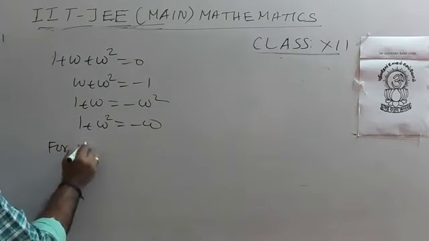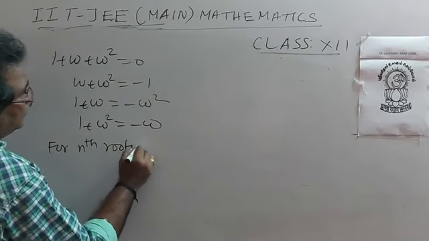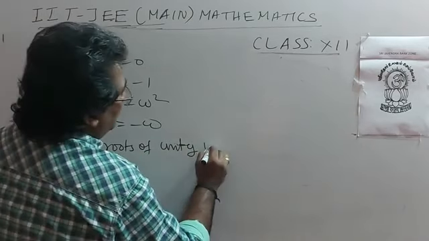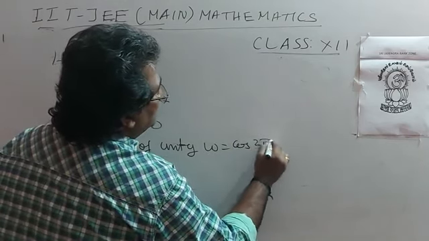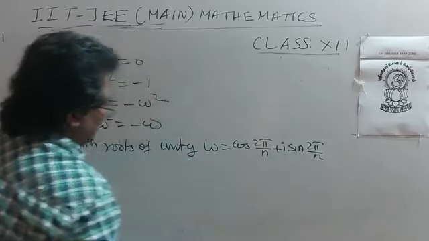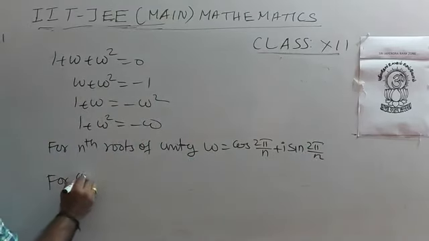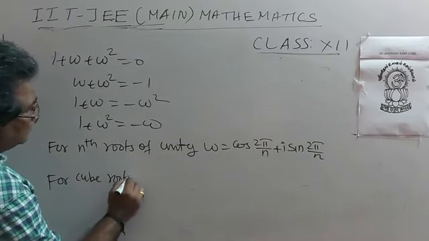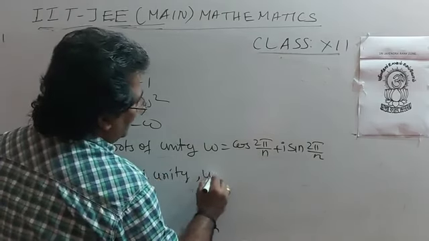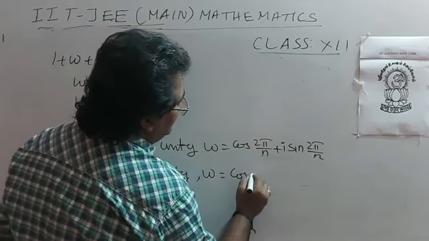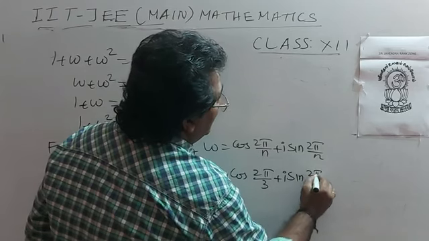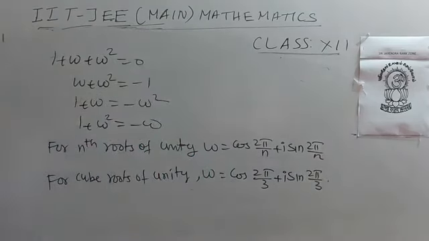For nth roots of unity, omega equal to cos 2 pi by n plus I sin 2 pi by n. For cube roots of unity, omega equal to cos 2 pi by 3 plus I sin 2 pi by 3.